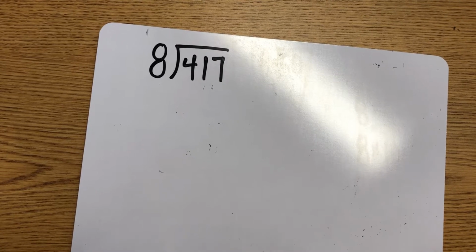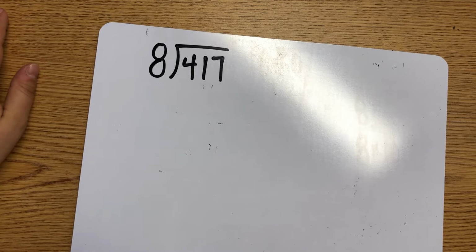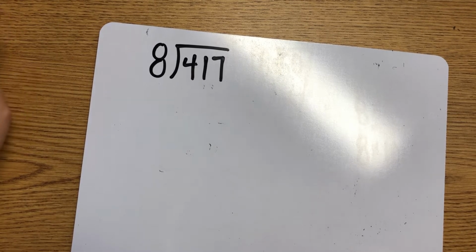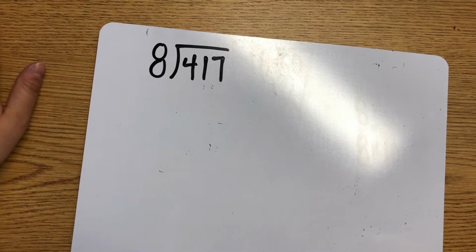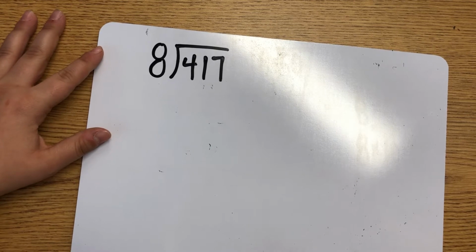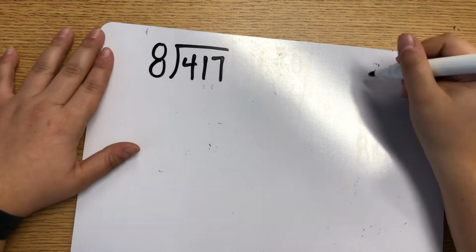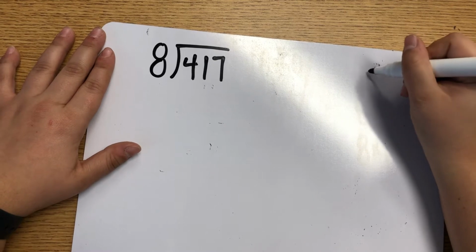All right, so what we're going to do today is use partial quotients to help us find the answer to our division problems. The first problem we're going to be working on is 417 divided by 8. And when I'm using the partial quotient strategy, I want to begin by listing out my multiples of 8. So I'm going to list them out over here.